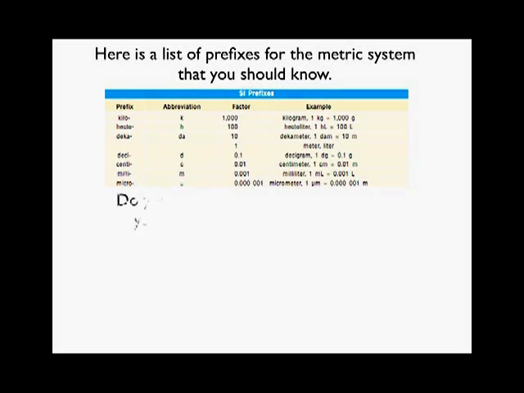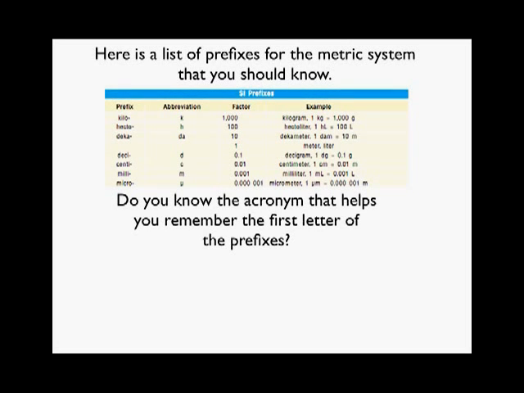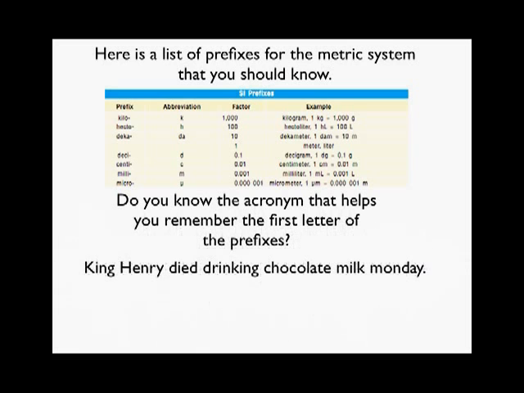Here's a list of prefixes for the metric system that you should know. Kilo, hecto, deca, deci, centi, milli, and micro. They attach to gram, liter, or meter. Do you know the acronym that helps you remember the first letter of these prefixes? King Henry died drinking chocolate milk Monday. Hope that can help you remember them.